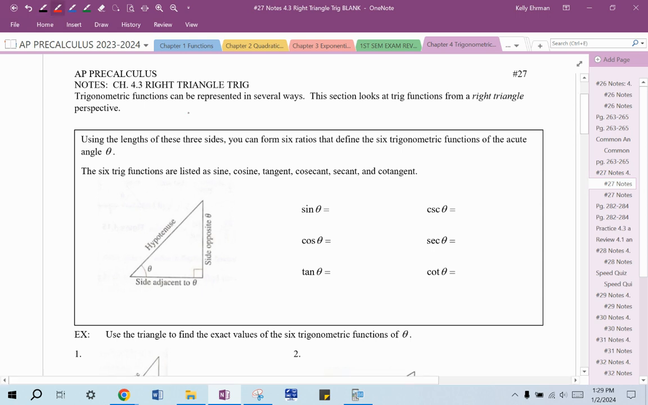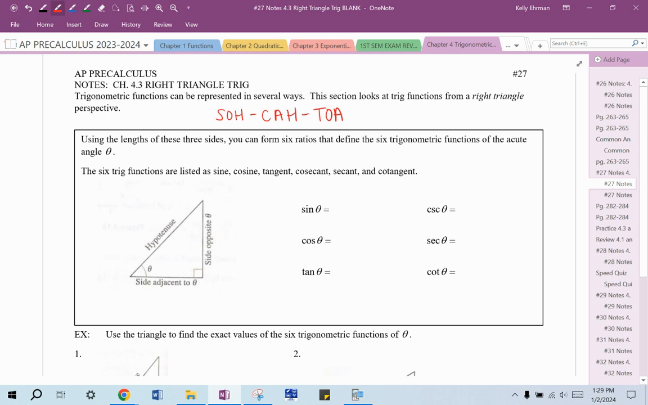If you remember from your geometry days, we had a little, what is this, an acronym? So, SOH CAH TOA. So if you remember that at all, it was supposed to help us remember how to write the sine function, the cosine function, and the tangent function.